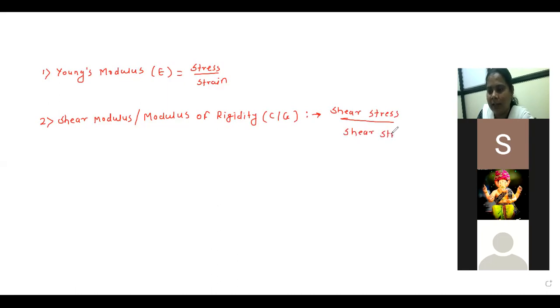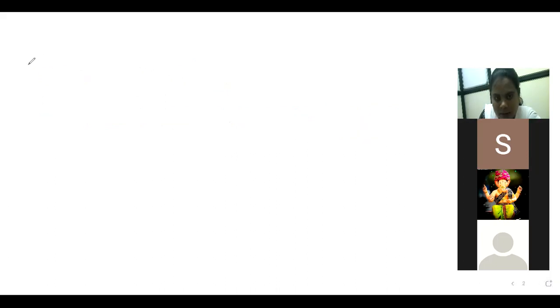These two elastic constants we have already studied. Now we will see the remaining one elastic constant. Write down please: the third elastic constant is bulk modulus.